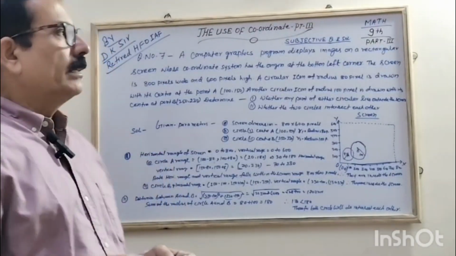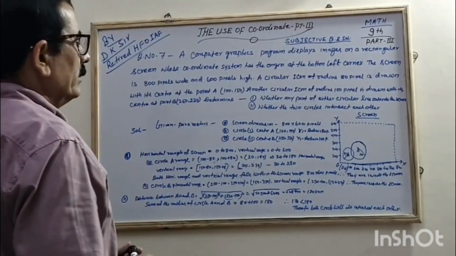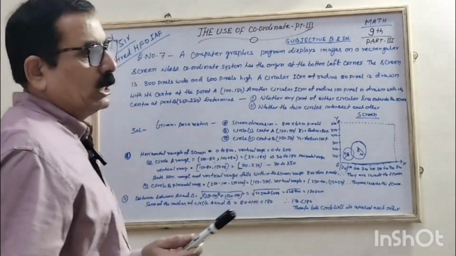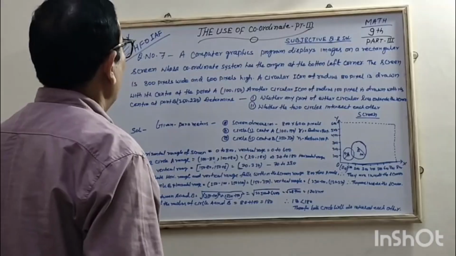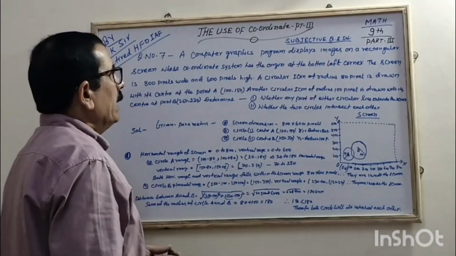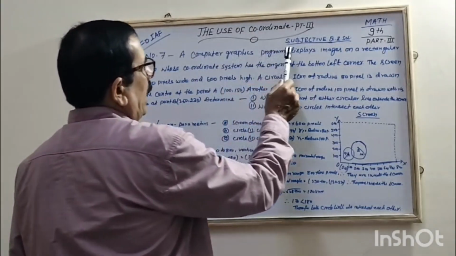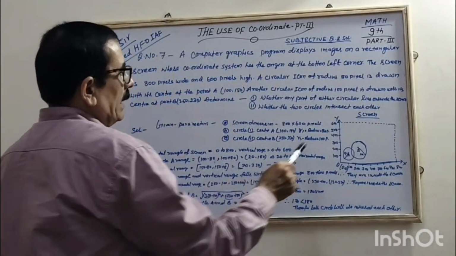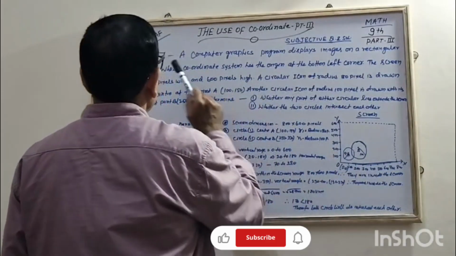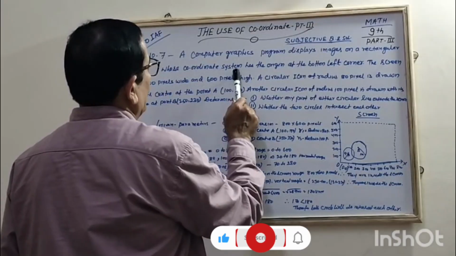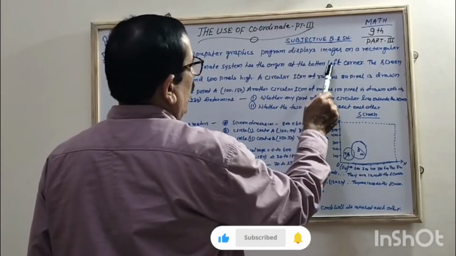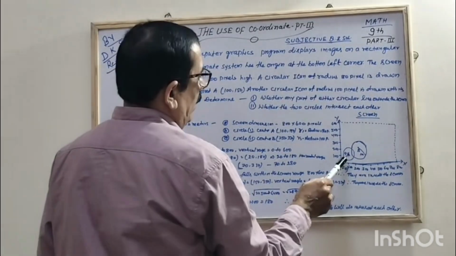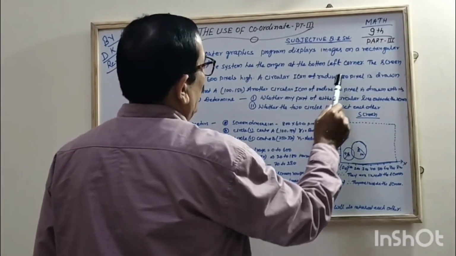Now the next, question number 7. This is the last question. It is given in your textbook also. A computer graphics program displays images on a rectangular screen. I made the screen here, correct? Whose coordinate system has the origin at the bottom left corner. So I have put the origin at the bottom left corner.